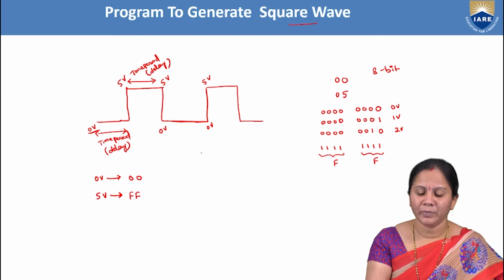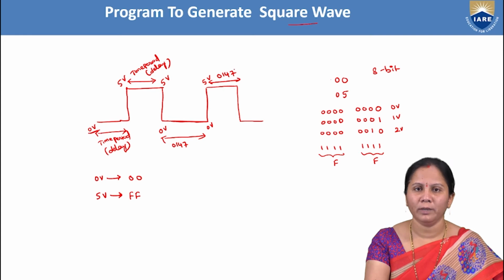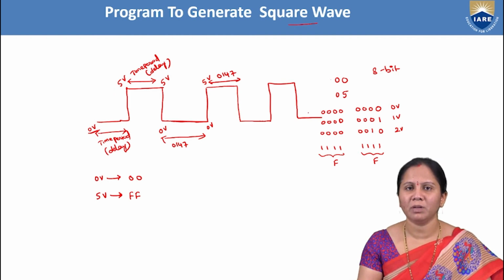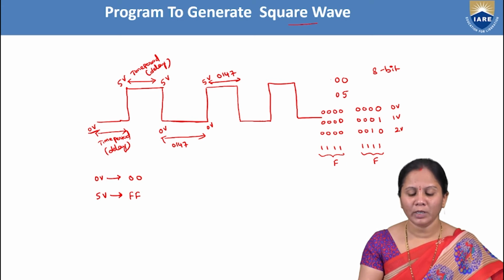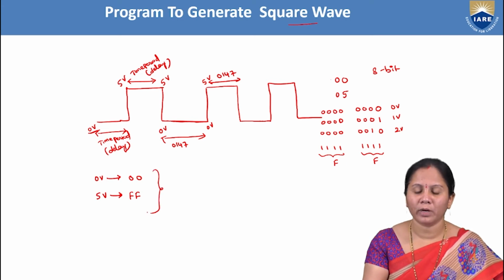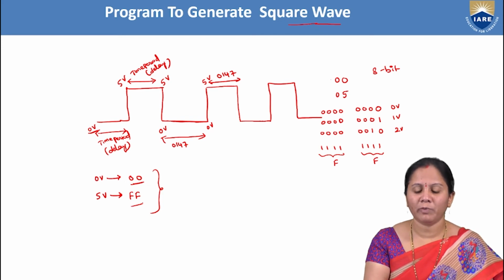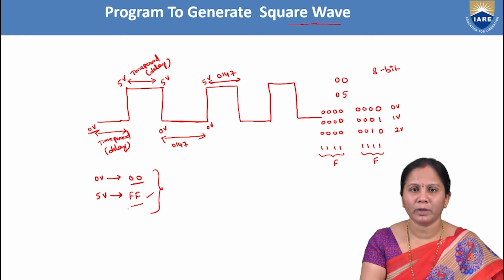In the program, we are going to take 0147 as a delay. The same delay should be maintained at the 5 volts also, that is 0147 only. In order to get the continuous square waveform like this, we have to repeat the loop by executing the same number of instructions again. So we have to write the program such that it generates the square wave. To represent 0 volts we will use 00, and to represent 5 volts, the maximum value, we will use FF in the program.